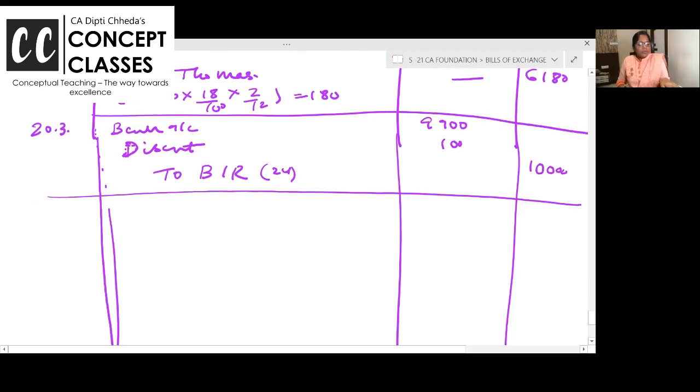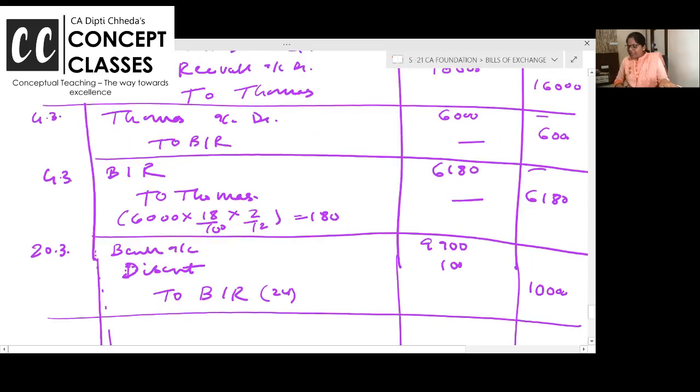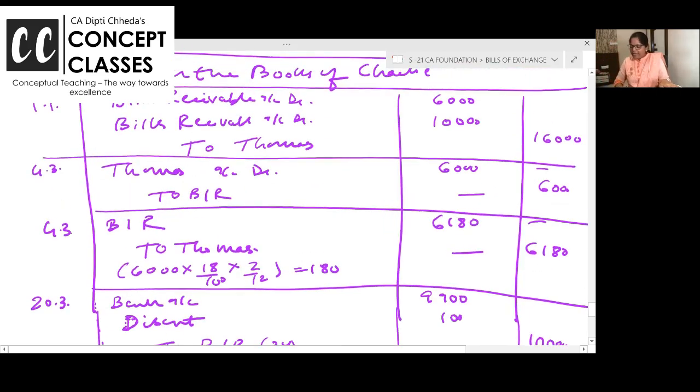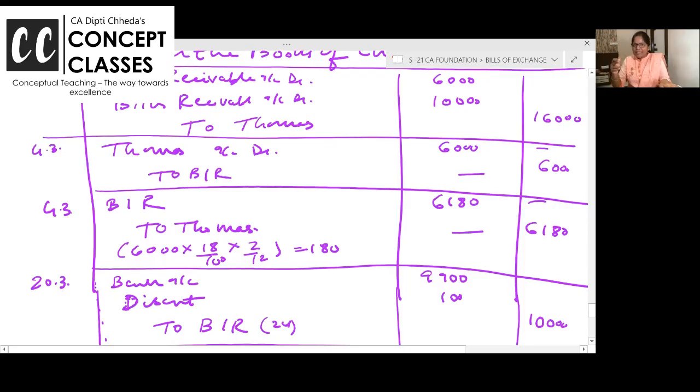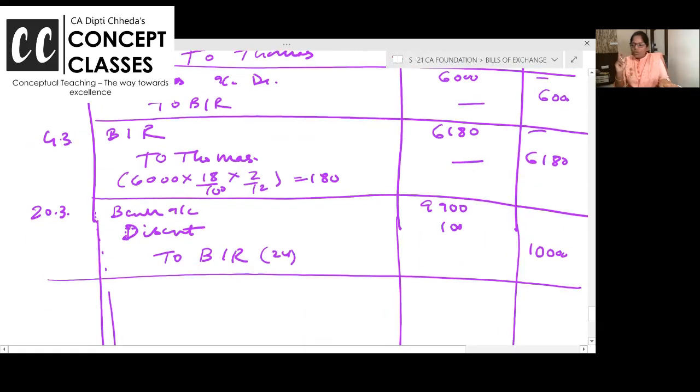Now before the due date of renewed bill. Now which bill is left? Is the flow clear? 6,000 bill is cancelled. 10,000 bill is met. Now 6,180 bill is left. Before this bill only, Thomas is declared insolvent.